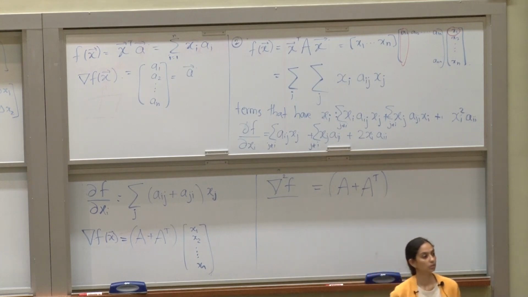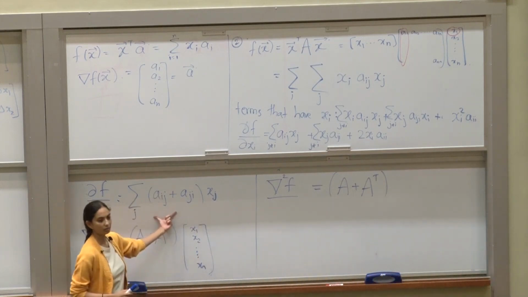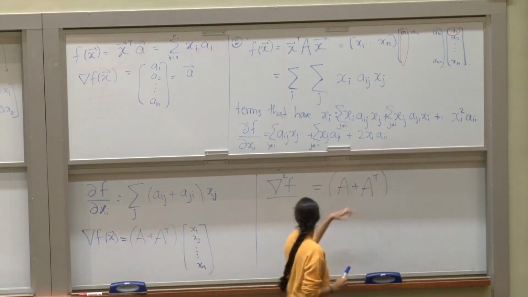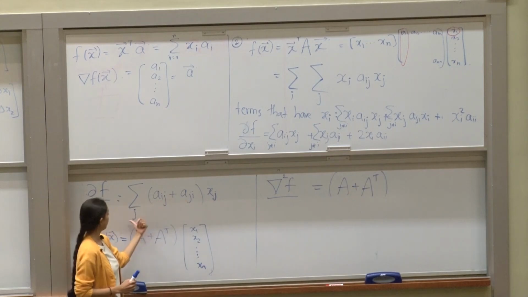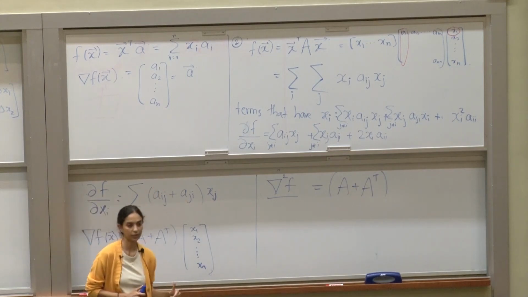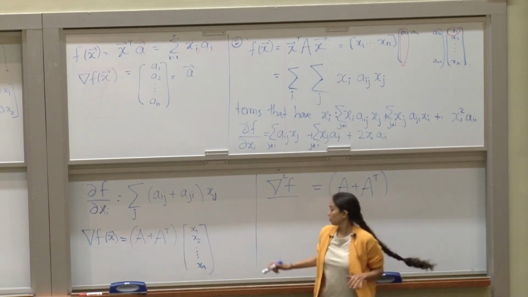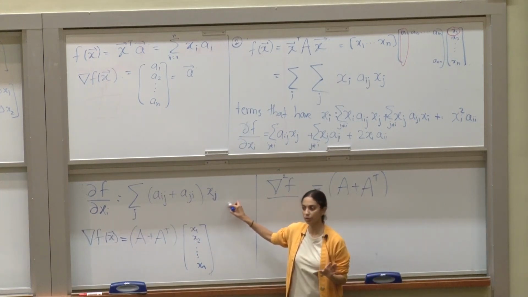Yes? What happened to the xi squared aii term? It got pulled into here because this became a 2xi aii. So aii plus aii gives you 2xi aii, and I remove that. Okay? So verify this. If this is not fully there yet, verify this after class.